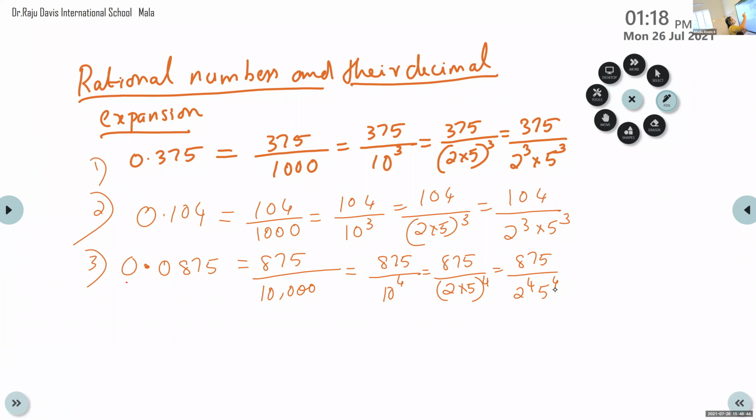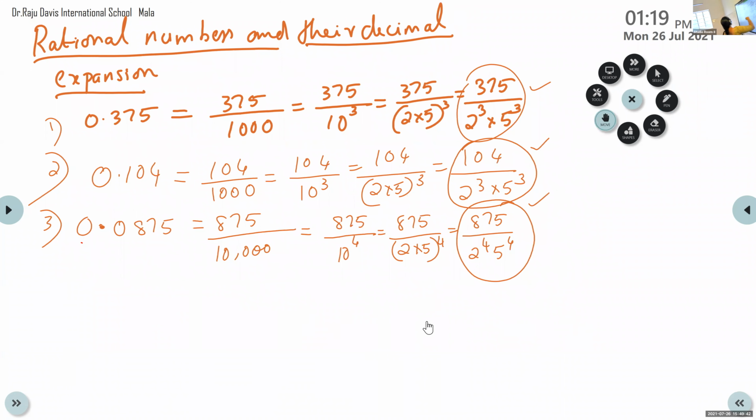So if a decimal expansion is terminating, then in its p by q form, the denominator will be a multiple of 2 and 5 only. The prime factors of the denominator are 2 and 5. If a decimal expansion terminates, in its p by q form the denominator has prime factors 2 and 5 only. Okay, we will check with more examples.